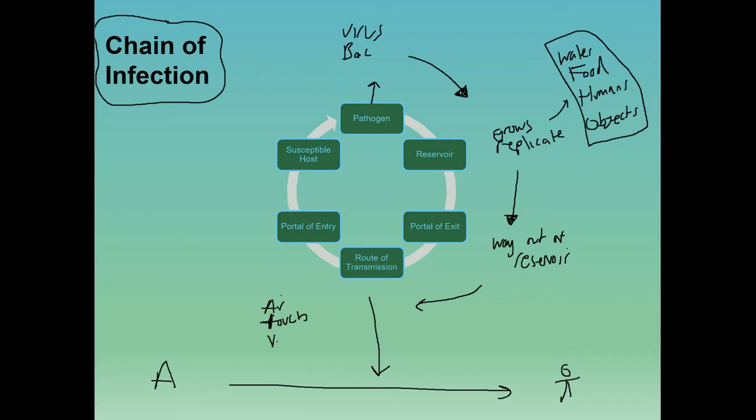It could be a vector, so it could be a tick or a mosquito or sandfly. It could be digestive, so it could be food-based. I think those are the four major ways, and you'll probably correct me if there are some others, but you can find a definition of those. That's what the route of transmission is: the method by which the pathogen goes from the reservoir to its host.